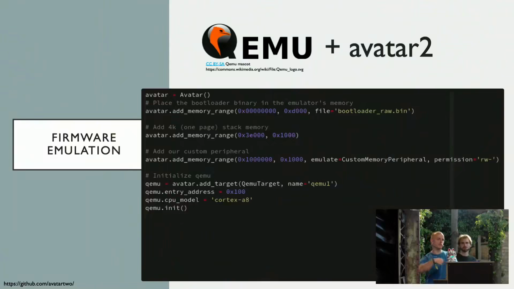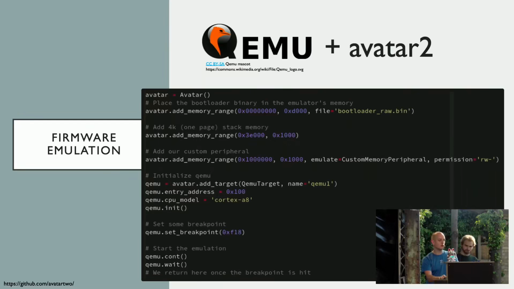Then I initialize the QEMU target, I set the start address, which is hex 100. I set a specific CPU model, I initialize the whole thing, I set a breakpoint at an address where I want to stop the emulation, and then I call QEMU continue. This will start a QEMU session with the memory layout I just defined in this Python setup, and the wait will return once the breakpoint is hit.